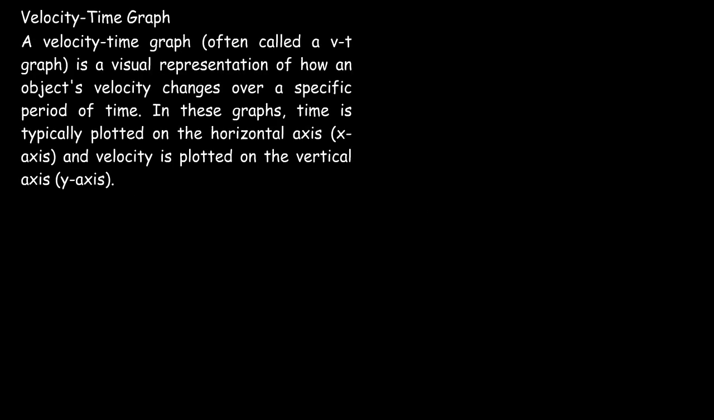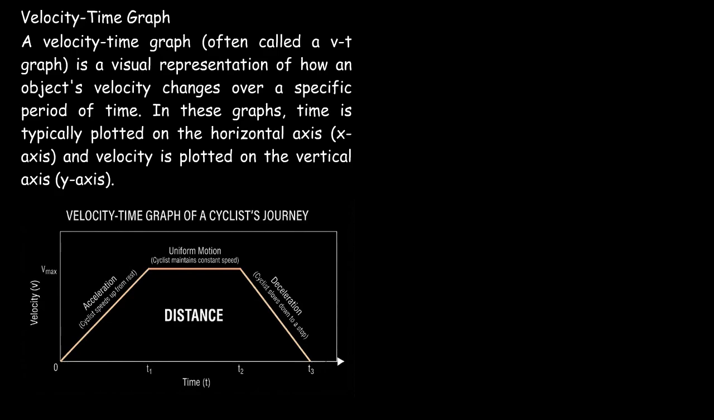Velocity time graph. A velocity time graph, often called a VT graph, is a visual representation of how an object's velocity changes over a specific period of time. In this graph, time is typically plotted on the horizontal axis, that's the x-axis, and velocity is plotted on the vertical axis, the y-axis. We have an example of a velocity time graph of a cycling journey with each of the different parameters and places labeled.